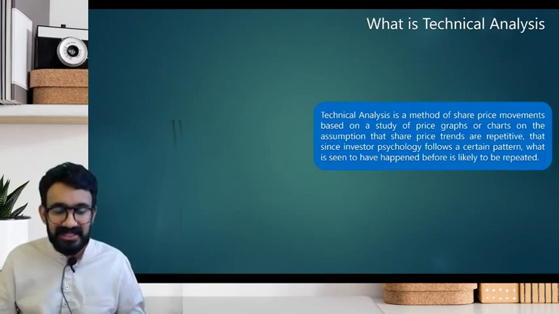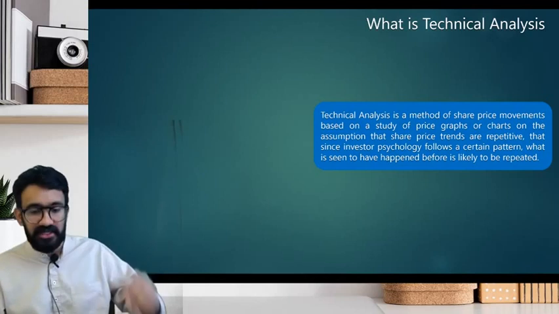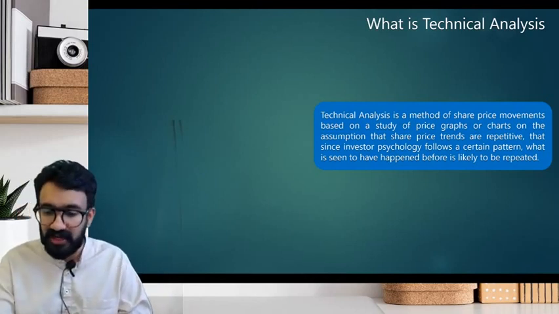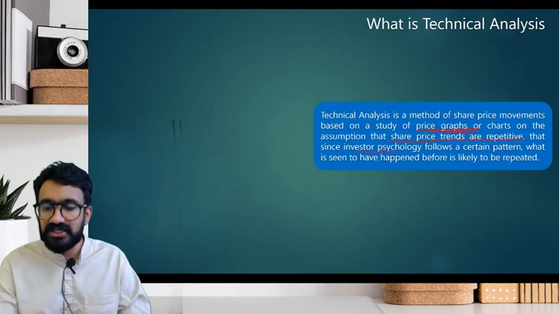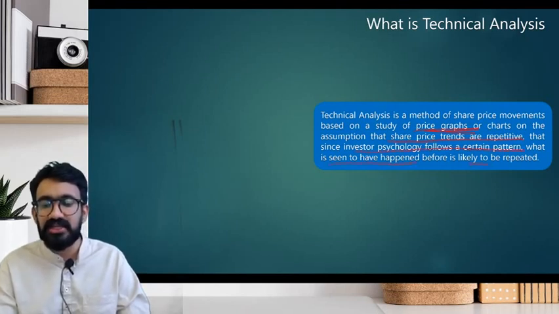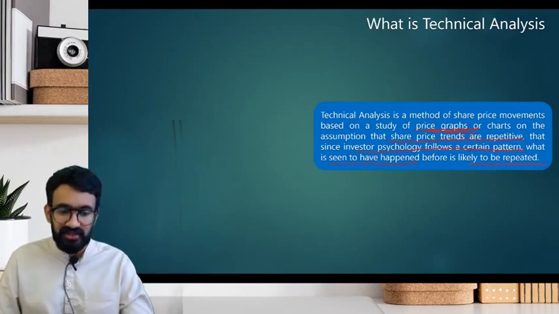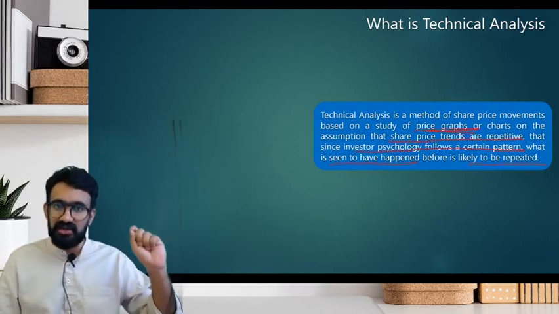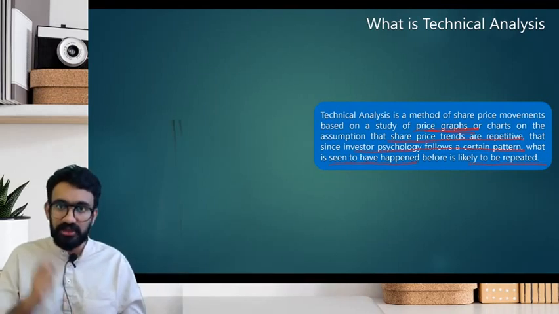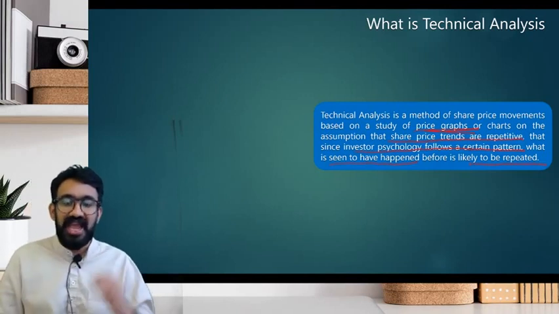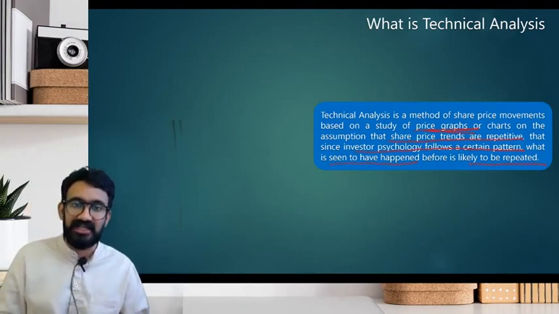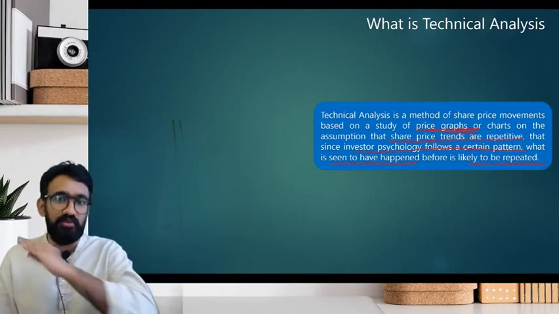So technical analysis is a method of studying share price movement. You can see there, it is based on the study of price graphs and charts, on the assumption that share price trends are repetitive, investor psychology follows a certain pattern, and what seemed to have happened is likely to be repeated. There are three things mentioned in this particular definition. One is, I'm looking into charts. So technical analysis is a study of charts and price movement.